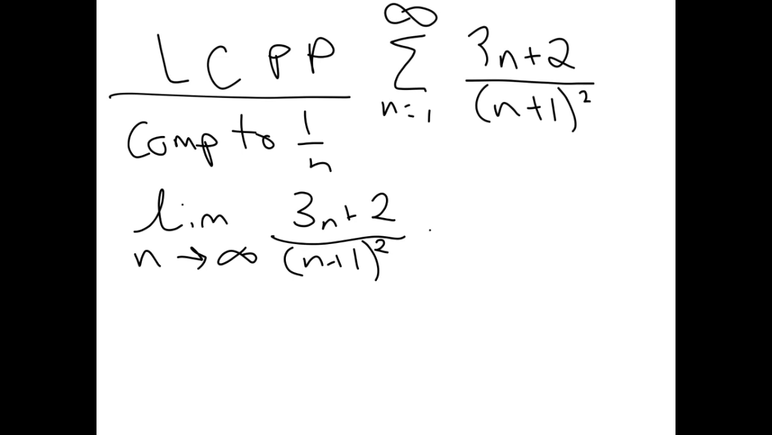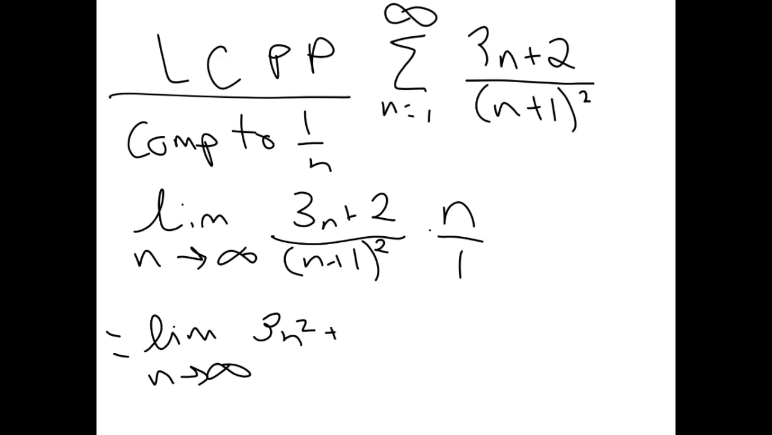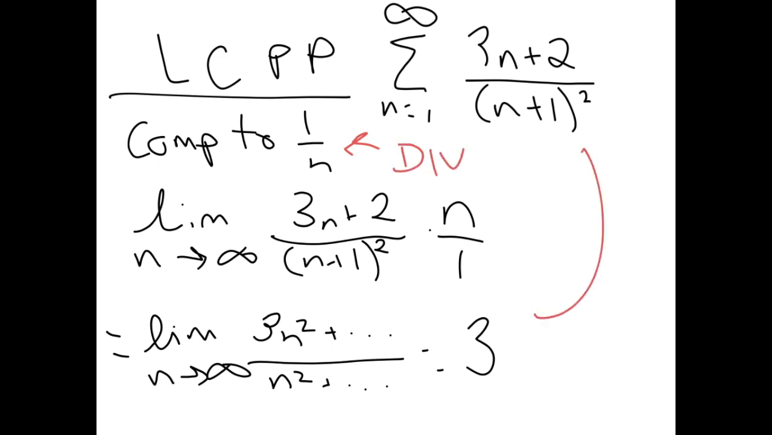And then I'm dividing by 1 over n, so that's the same as multiplying by the reciprocal, which now gives me the limit as n goes to infinity of 3n squared, and I don't care about the rest, over n squared, and I don't really care about the rest, because I want to look at those highest degree parts of our polynomials. So now my limit's going to equal 3 based on the coefficients. This means it's going to behave the same as 1 over n, this diverges, so this means we're going to diverge by the limit comparison.